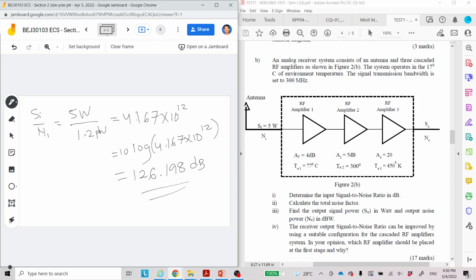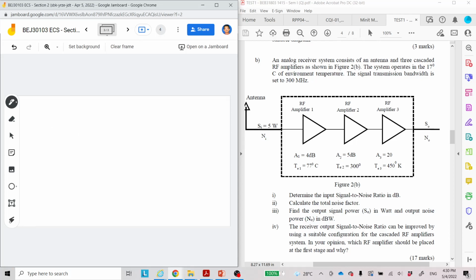If I'm wrong, please correct me. And then what? The second question asks you to find the total noise factor. In order to find the total noise factor, you need to calculate F. You need to find an F value for each of the amplifiers. So therefore, we can find F1 until F3.